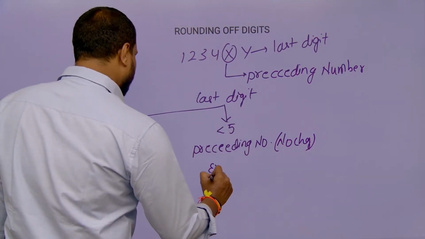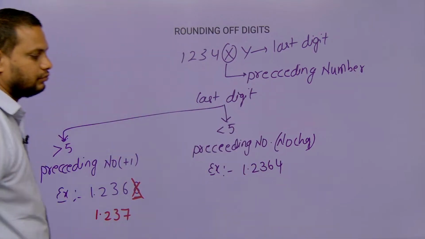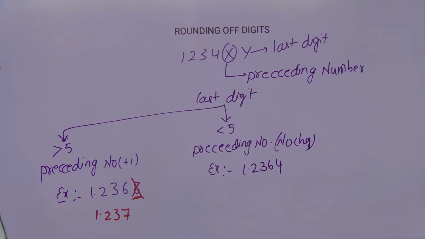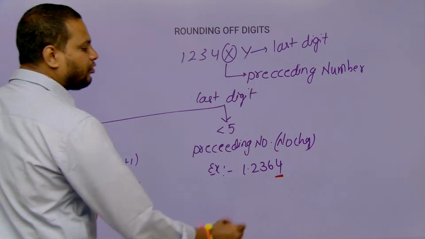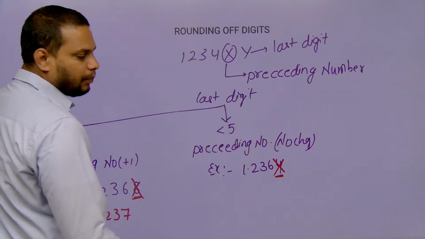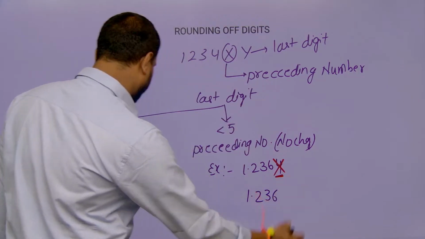For example, I'll take the number like this: 1.2364. Now the last digit is 4, right? 4 is less than 5. Less than 5 means you have to cut down the last digit. The previous number has no change. Then what is the answer? 1.236.